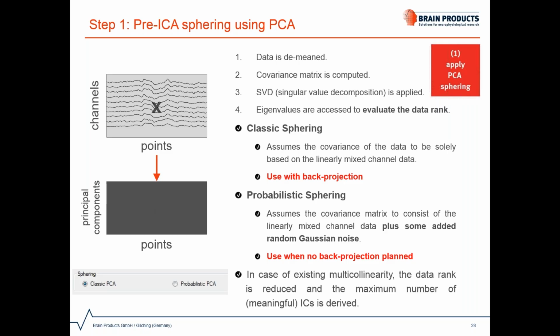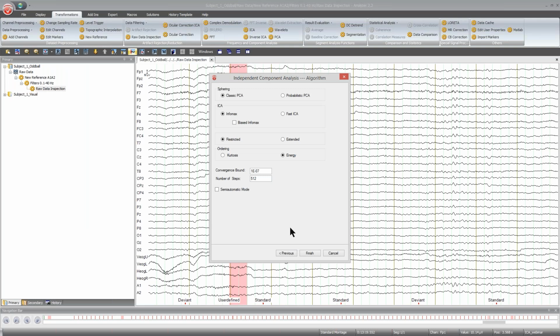The last point here was also already mentioned. In case of linearly dependent or multicollinear data, the sphering will reduce your data rank. And I want to show you in Analyzer what happens in this case, and this is why I included actually the reference channels in the data. So I will switch back to Analyzer. And so I go with the classic PCA and I just leave the defaults as they are for the moment. And I just click finish now.